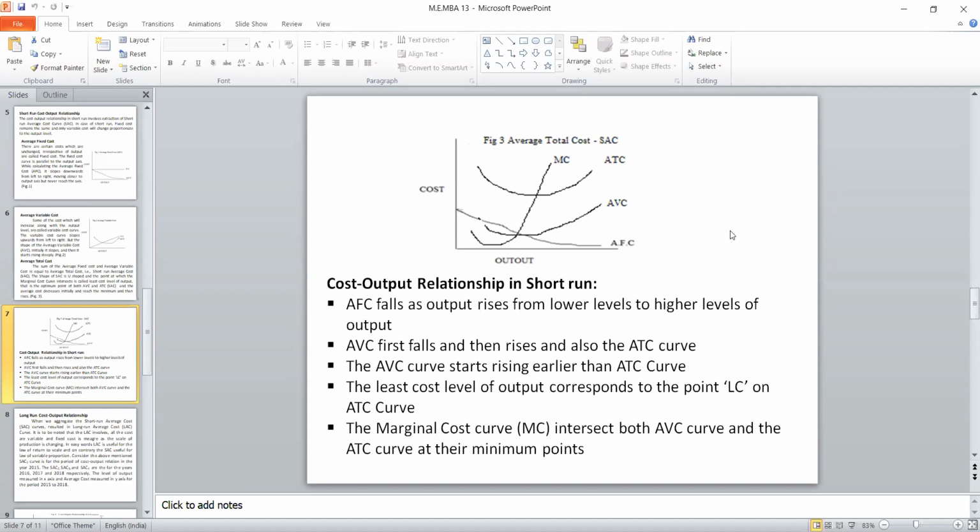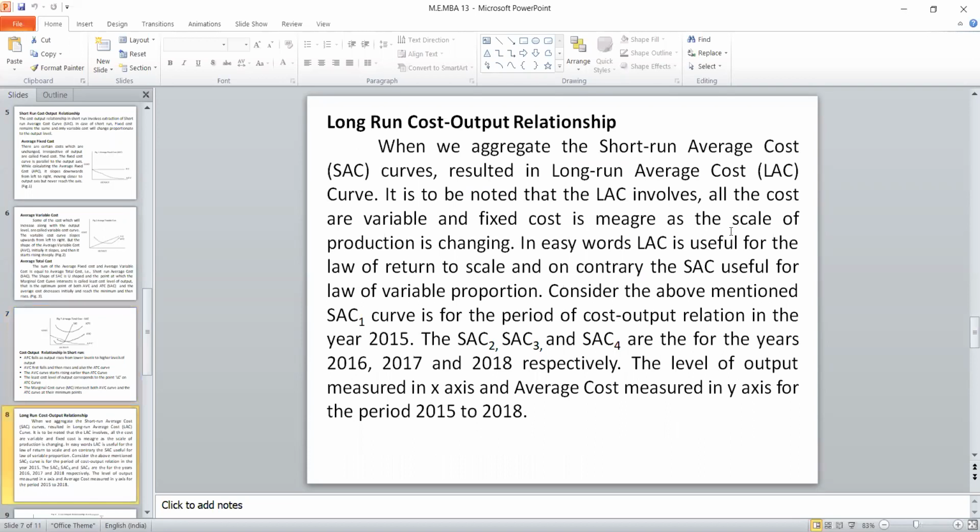So this particular ATC we consider as SAC1, that is short run average cost curve for the first period. Say, for example, it is 2016. So for 2017, we have to consider one ATC that is called SAC2. Then we have to construct average total cost for the year 2018, that is SAC3. Likewise, SAC1, SAC2, SAC3, we are considering. You can see the screen.